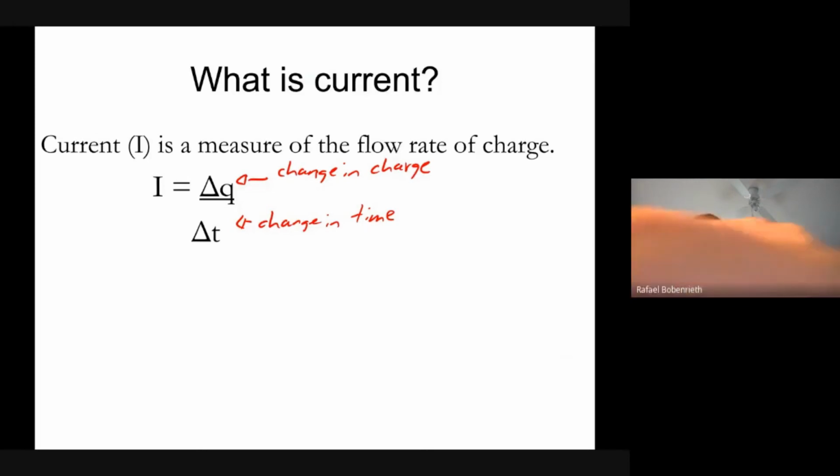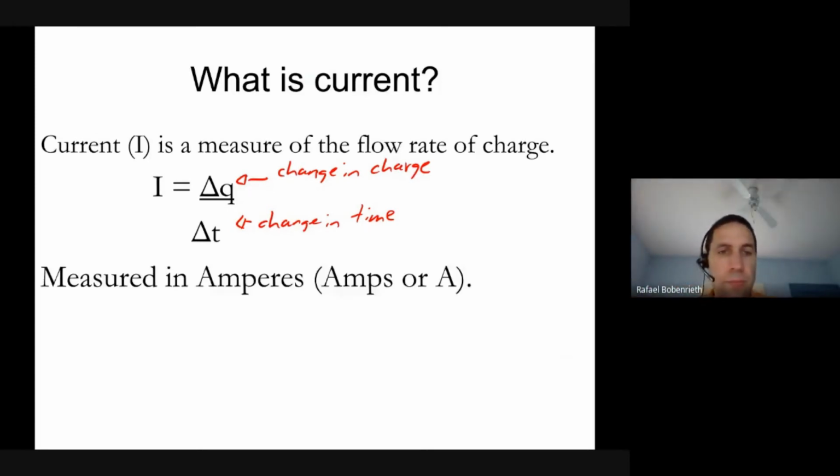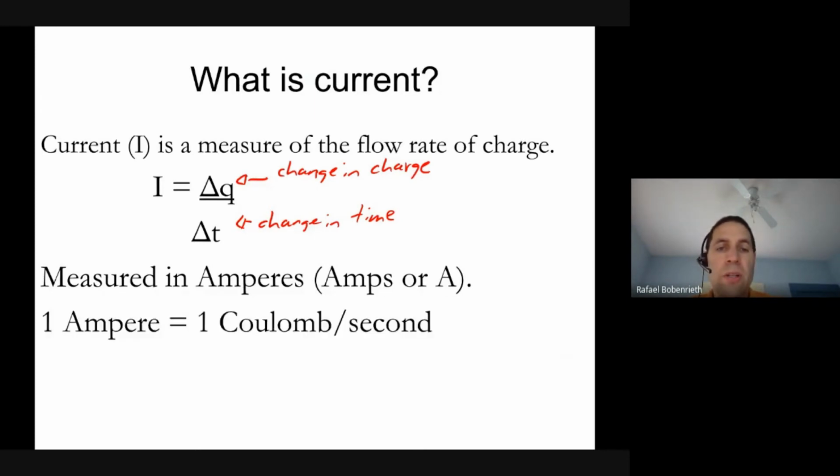And the charge is measured in coulombs, and the time is measured in seconds. And when we measure the charge in coulombs and the time in seconds, we get a unit of measure called an ampere. We don't usually say ampere, we usually say amps, and we use the abbreviation capital A. 1 amp is 1 coulomb per second. And that's something important to remember because it helps you get an understanding of what's going on.